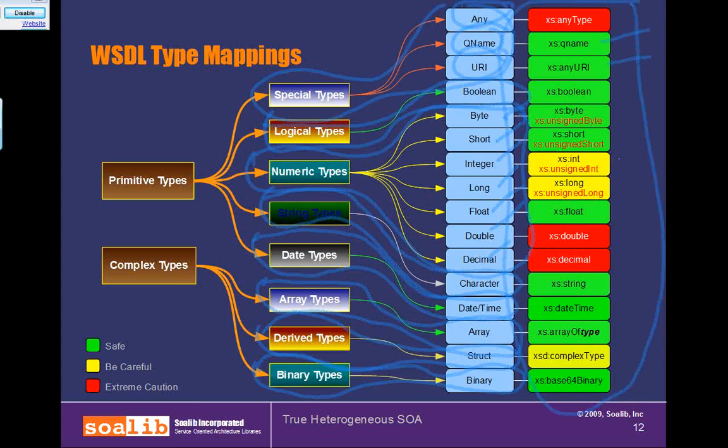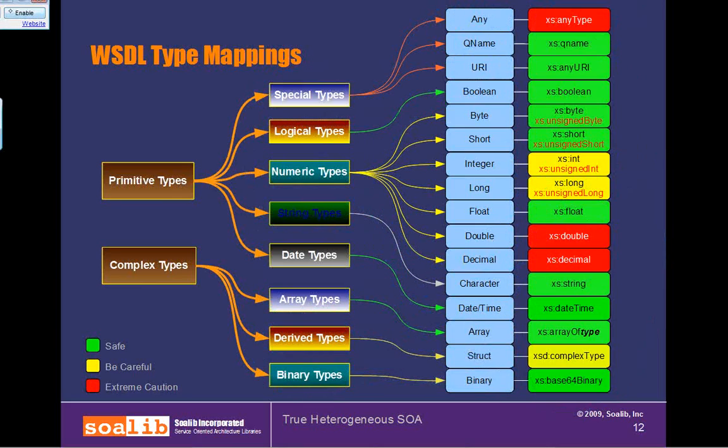If your web service is using the green data types, marked as green here, they are the safe types. If your web service is using some of the yellow ones, then there may be some interoperability issues. If your service is using these red ones, then there are definitely some interoperability issues. So let's see what these issues are.